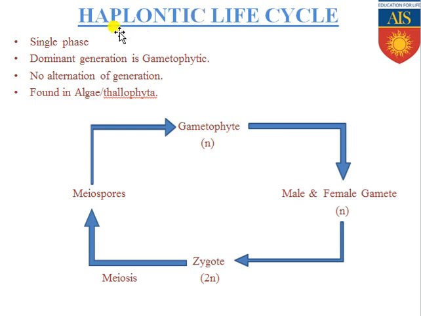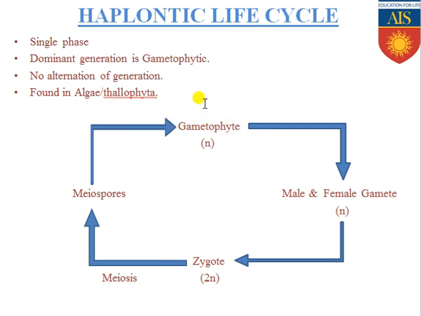Keep it in your mind, this is a single phase. The dominant generation is obviously gametophytic because the name is haplontic life cycle, that means the gametophytic generation will be the dominant generation. No such alternation of generation can be found because haplontic to diplontic will never happen. And this haplontic life cycle is commonly found in algae or Pteridophyta.